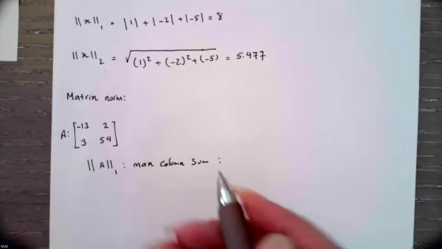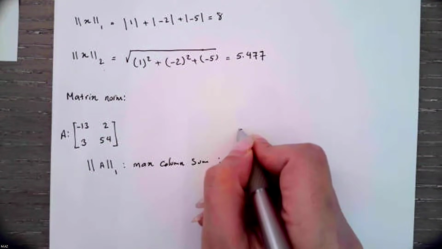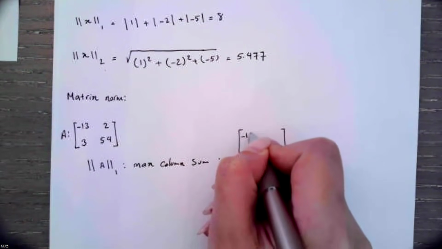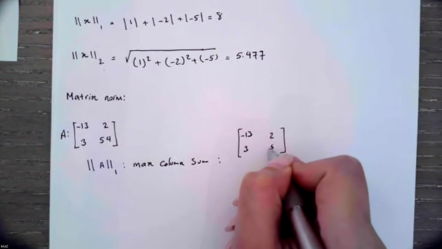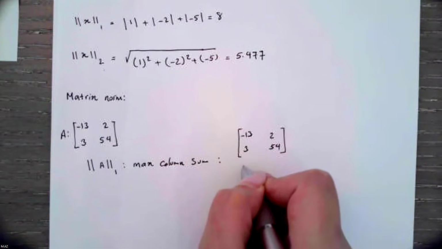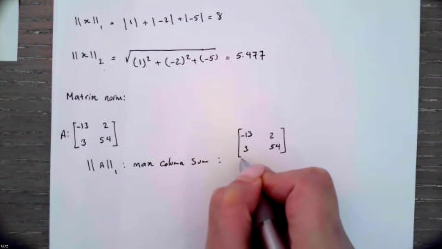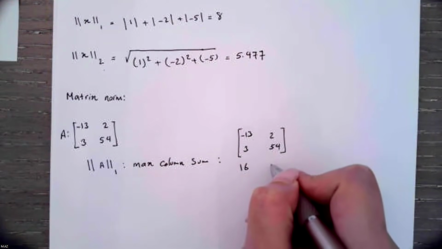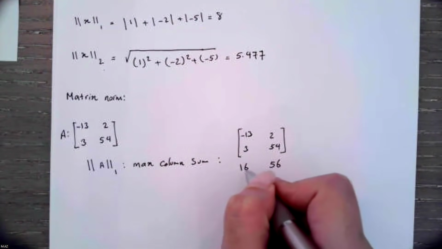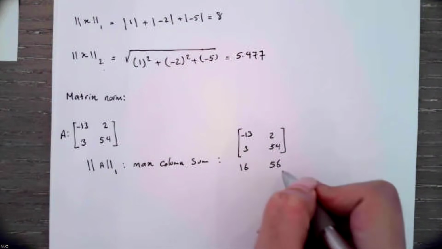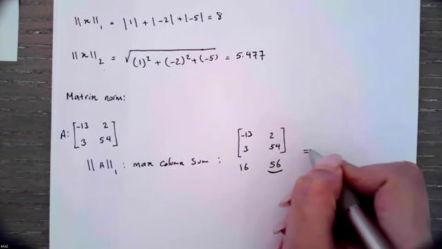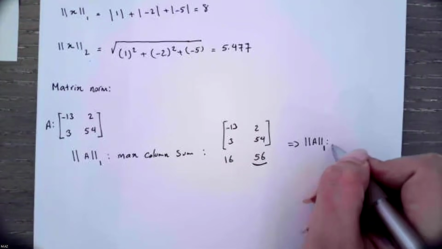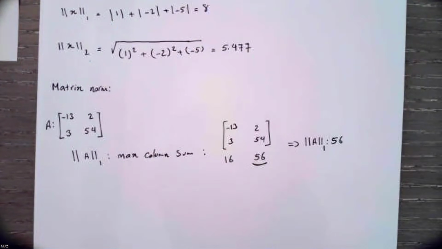This is the matrix. We are adding the absolute value of each column together. 13 plus 3 is 16. Again, we are working with absolute values. And this is 56. The maximum value is 56. For this reason, for norm 1 of the matrix A, the answer is 56.